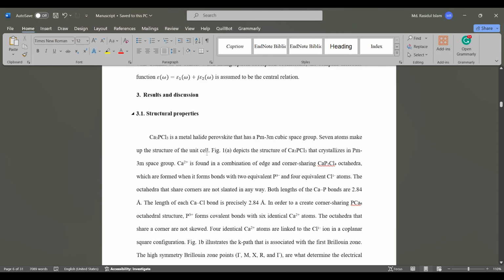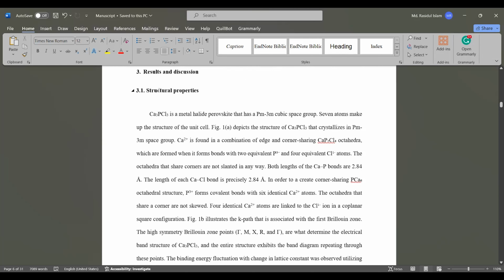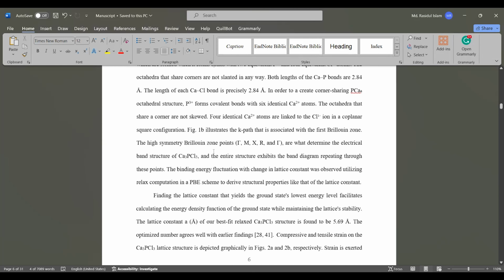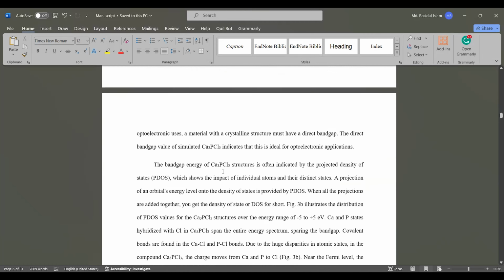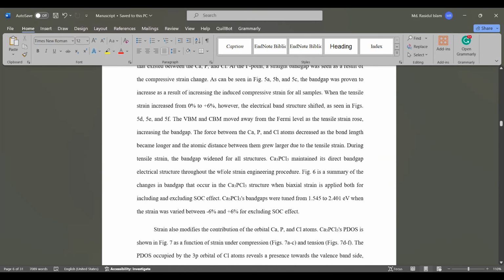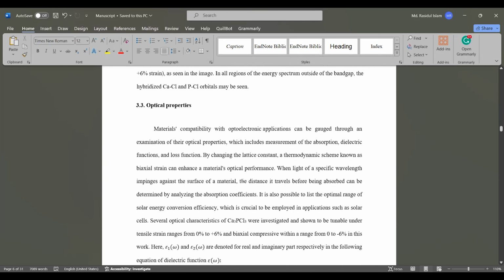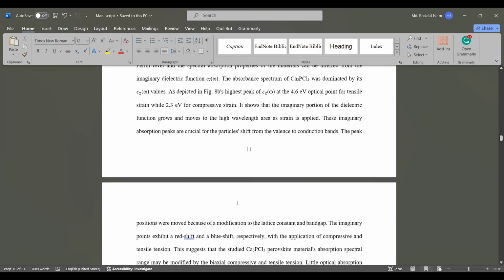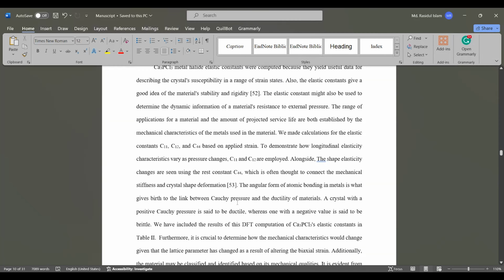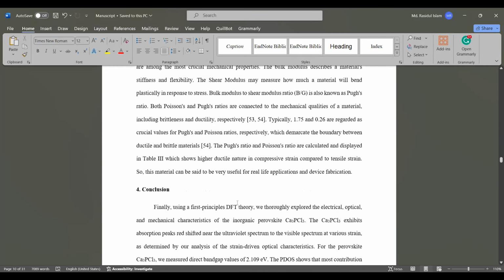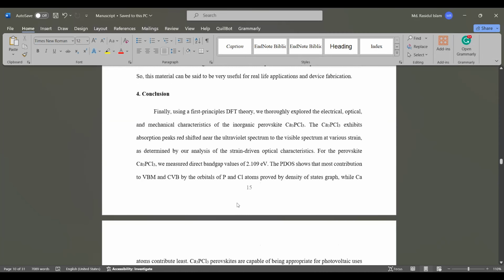So first the section, and then the subsection: structural properties, then electronic properties, then optical properties, mechanical properties, okay. Then conclusion.